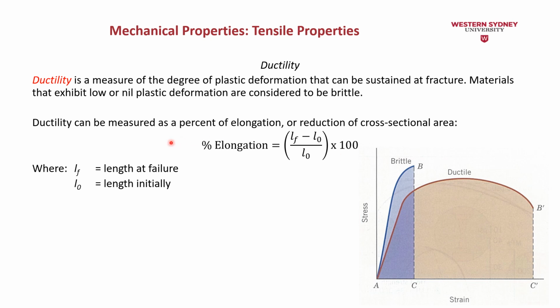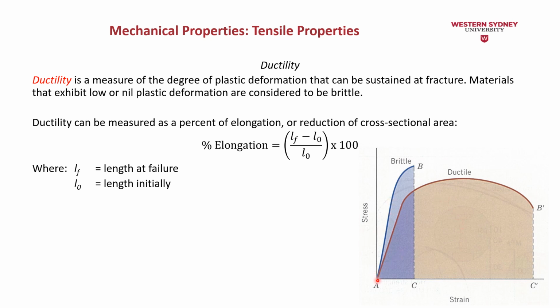So ductility can be measured as a percent of the elongation or reduction in the cross-sectional area. The elongation percent is going to be equal to the final length minus the original length, divided by the original length, multiplied by 100. The highest value for the elongation means that the material is more ductile. A brittle material is going to simply break at C, but the ductile material will continue all the way to the point C prime. So it's going to take more strain than the brittle material.